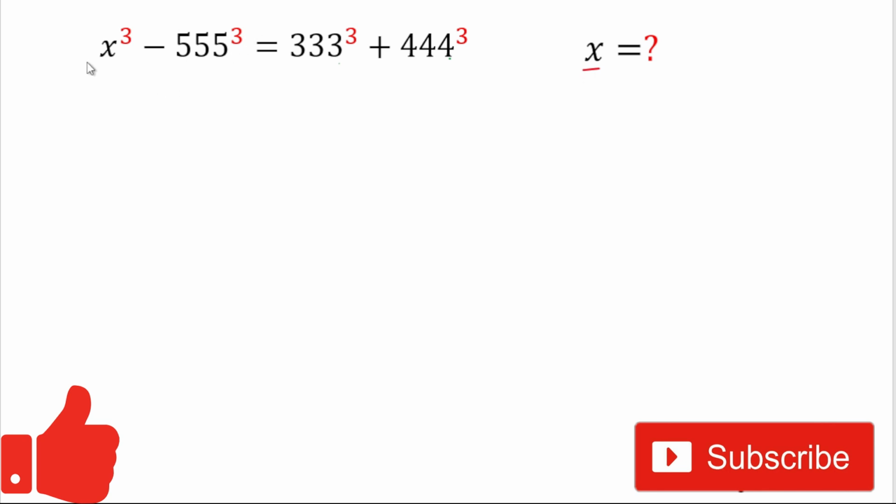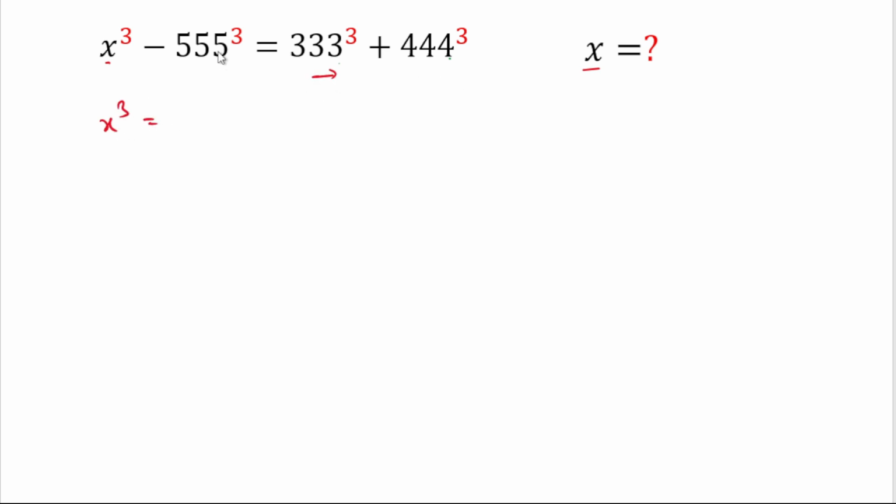Let's start the video. Now for solving this type of problem, we'll write the x value in the left hand side and the rest in the right hand side. So we can write x cube is equal to, we'll write this 555 in the right hand side. So we'll write first this 333 cube plus 444 cube plus 555 cube. This 555 here is positive.